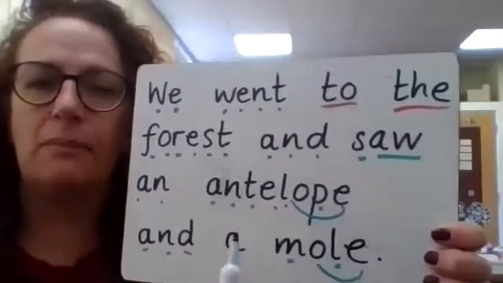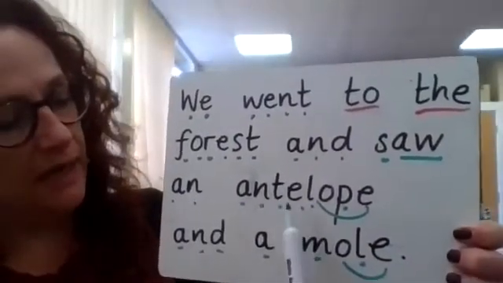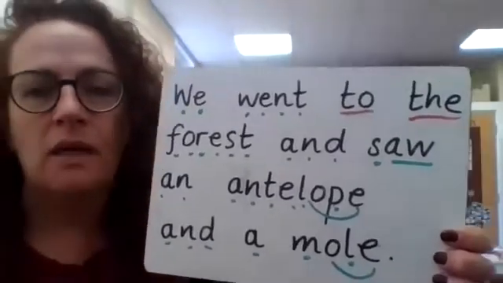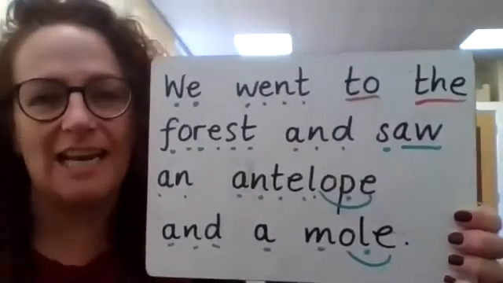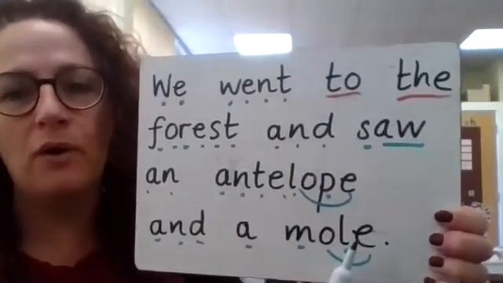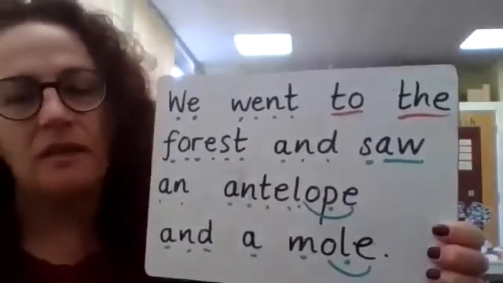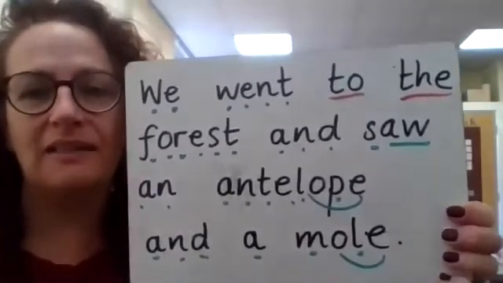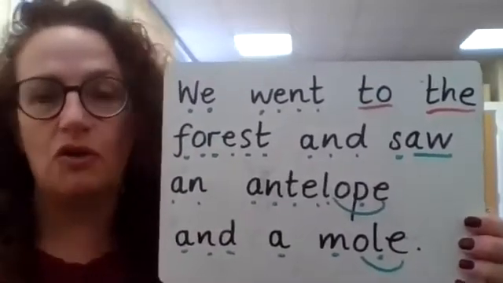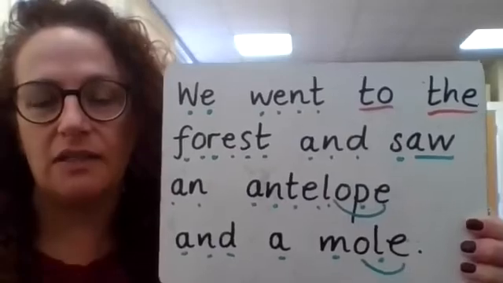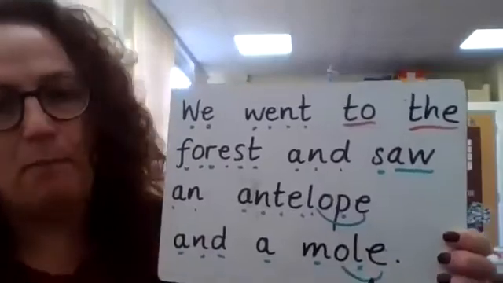Let's just read it again a little bit faster. We went to the forest and saw an antelope and a mole. We don't have antelopes in our country, so we couldn't go to a British forest and see an antelope and a mole together. A mole is one of our British animals that we looked at before Christmas, but an antelope does not grow in the UK. An antelope grows in Africa. They have antelopes, and I'm not sure about other continents, but lots of antelopes in Africa. So we went to the forest and saw an antelope and a mole.